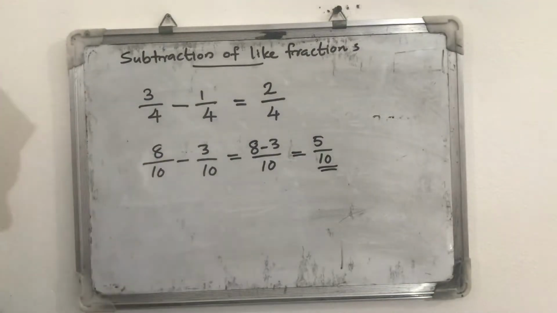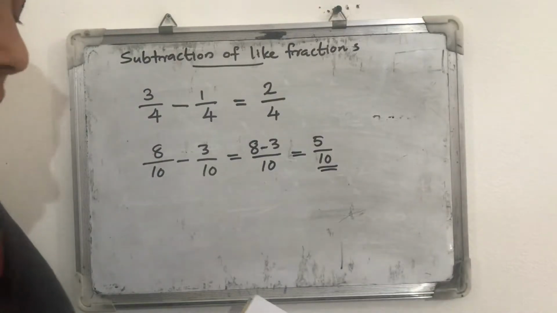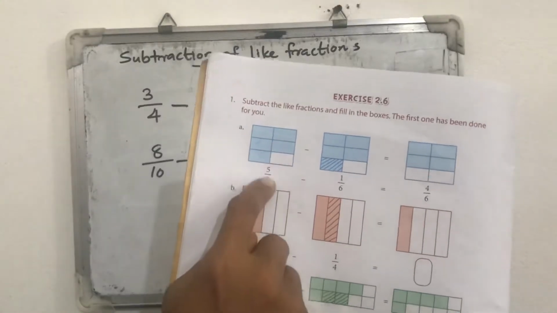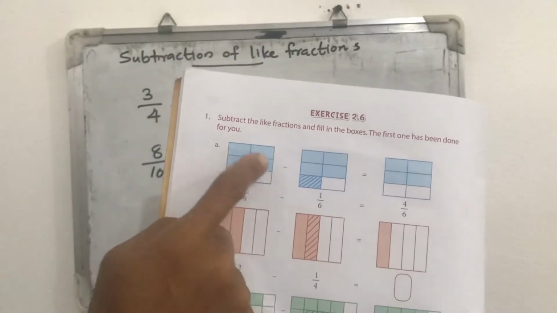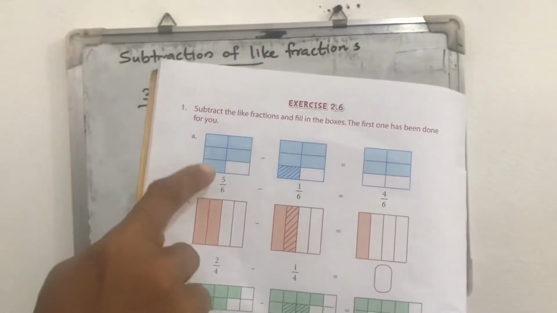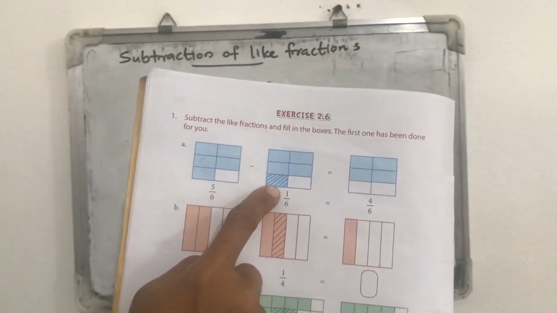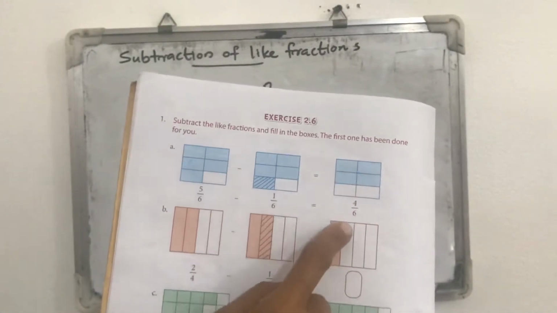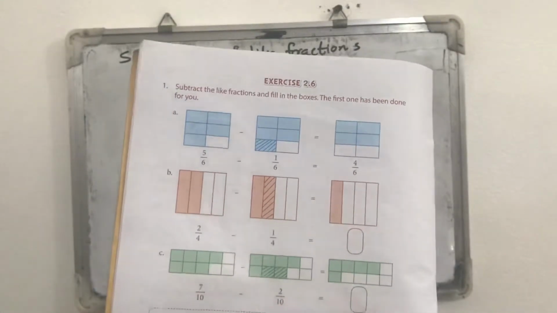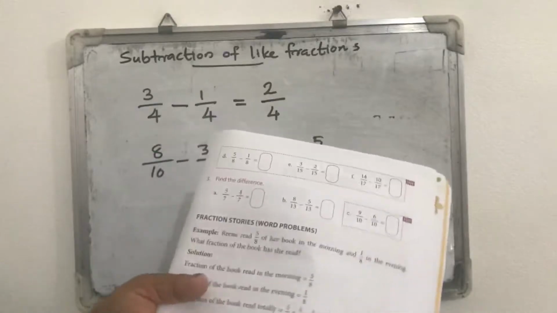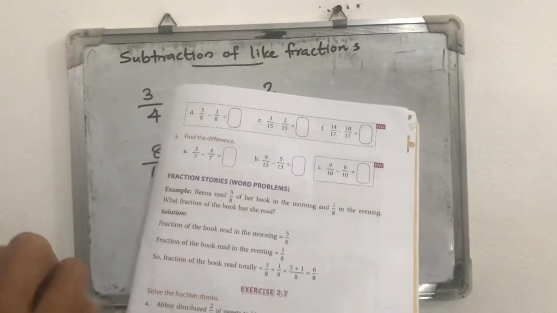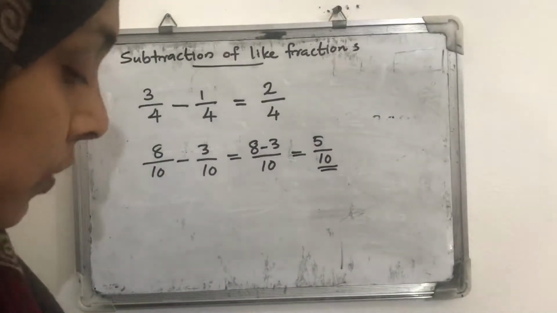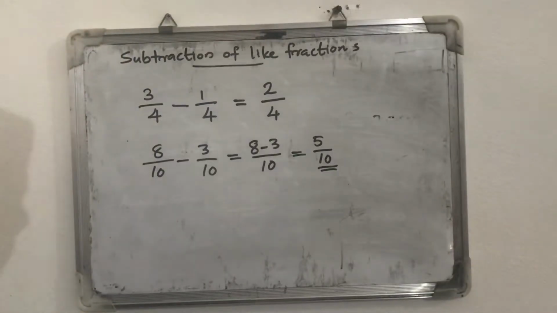Now, there are different types of questions in the textbook. All of you can do them by looking at the figure. Look at this one. What is the fraction of this shaded part? 5 by 6. Total parts is 6, and out of that 5 parts are shaded, so the fraction is 5 by 6. From that we subtract 1 by 6. One part we subtracted. Then how many remain? 4 parts are remaining, so 4 by 6. This way you can complete this fully. It is very easy. There are also some questions in the textbook that you can do as homework.